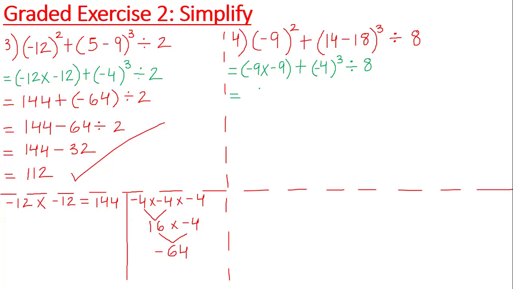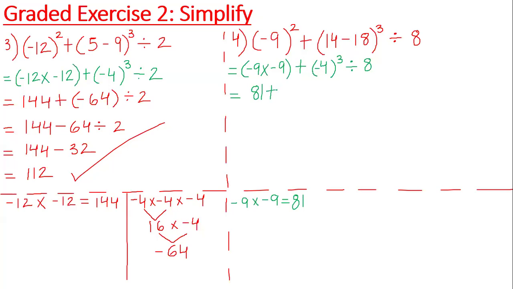And we have -9 times what? -9 times -9, which is equal to what? Positive 81. Did anyone else get that? Positive 81? Yes, sir. I did. Positive 81.